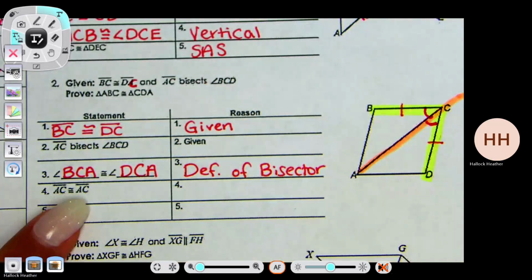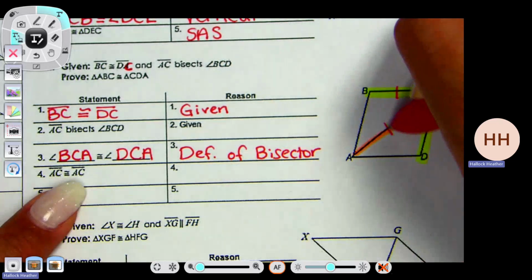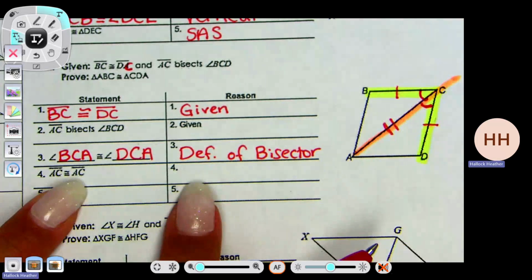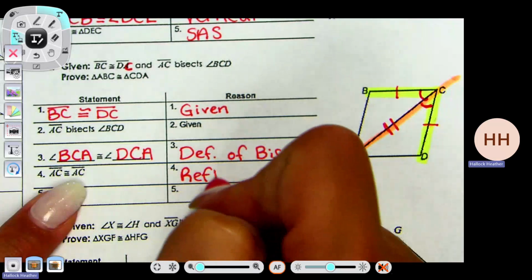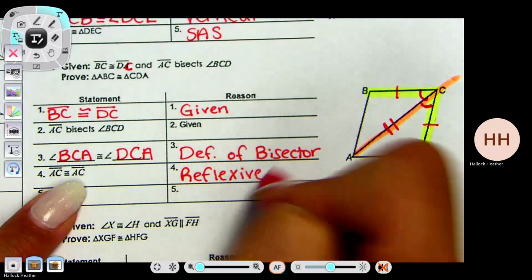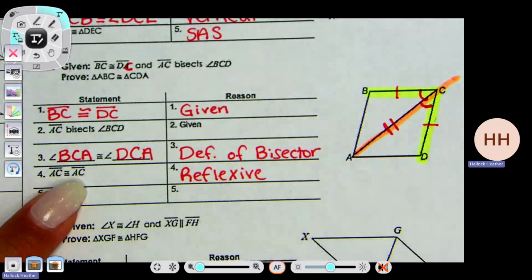Okay. Then they tell me AC is congruent to AC. That's a side. I'm going to put a tick mark. That's a side. It's a congruency statement. Why are they congruent? Reflexive. Nice. So reflexive says the side is the same. Verticals are angles that are the same. Crisscross, little kiss face. Okay.